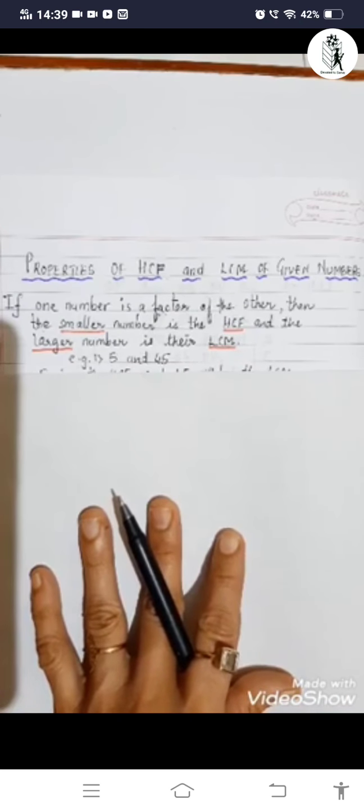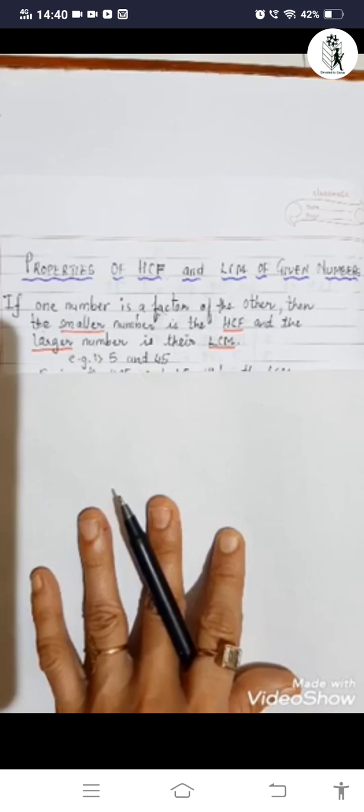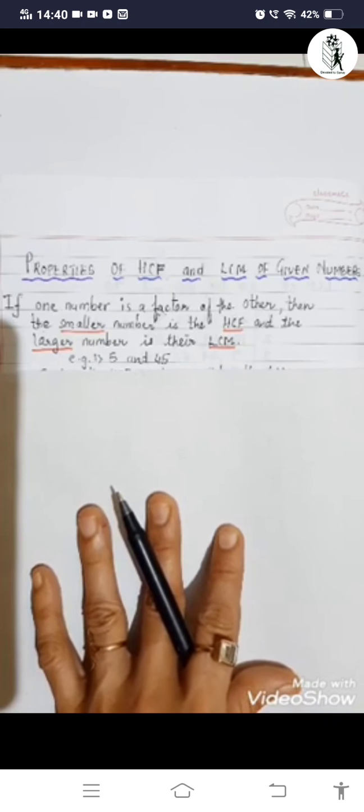The first property says, if one number is a factor of the other, now you all are familiar with the word factor, then the smaller number is the HCF and the larger number is their LCM. Now take the example of 5 and 45.